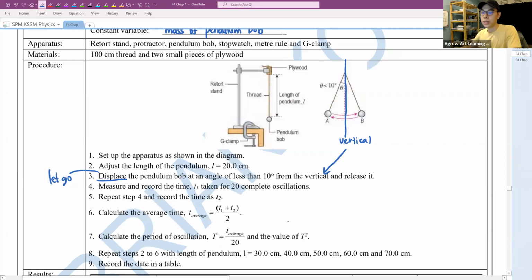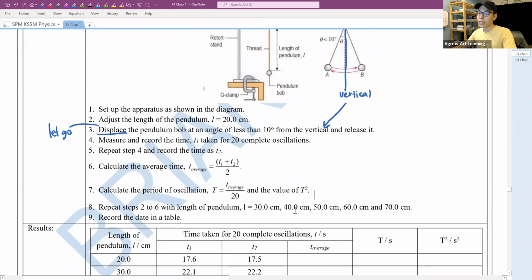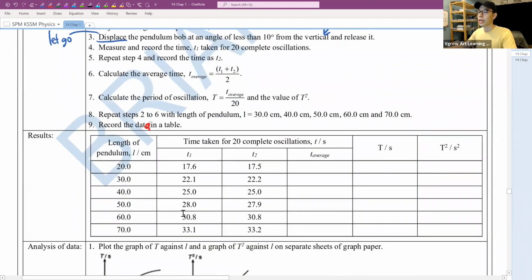Then after that, repeat step number 2 to step number 6. Repeat all the steps for the length of pendulum of 30 cm, 40 cm, 50 cm, 60 cm, 70 cm. Then record the data. Oh, this one is a typo, it should be the data. Record the data in the table, not the date. So the table looks like this.